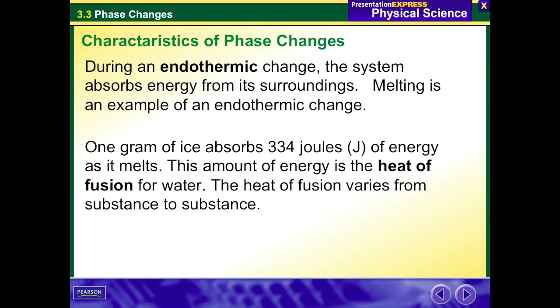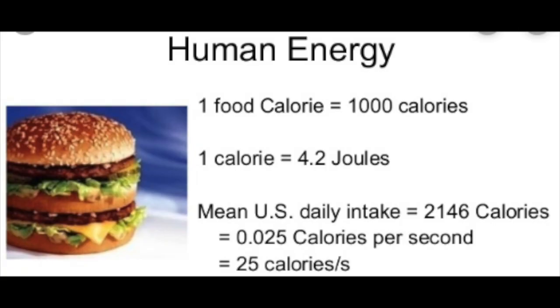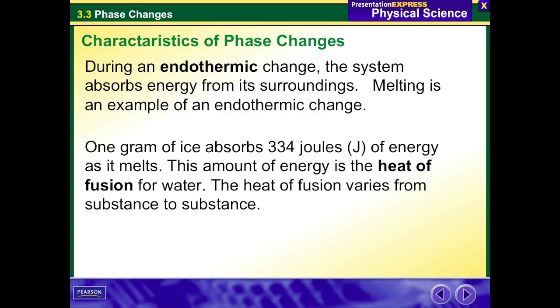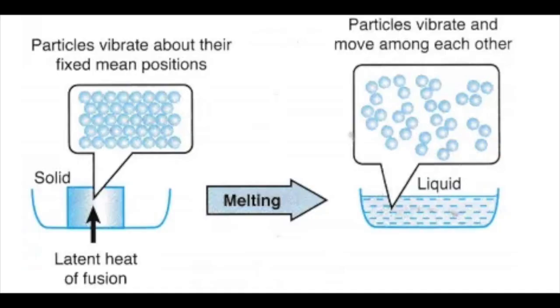They need more energy, and they have to get that energy from the surroundings. In fact, we can measure how much energy this is. A gram of ice absorbs 334 joules of energy. Now, joules are very small units, like calories. When we eat food and consume calories of energy, food calories are a big unit of energy. These joules that we'll use in our class are very small units of energy. The amount of energy is called the heat of fusion. This is one of the most difficult concepts we talk about. The heat of fusion varies from substance to substance.